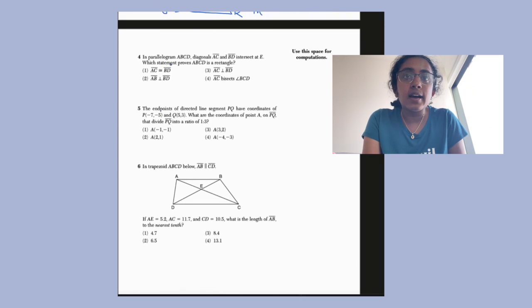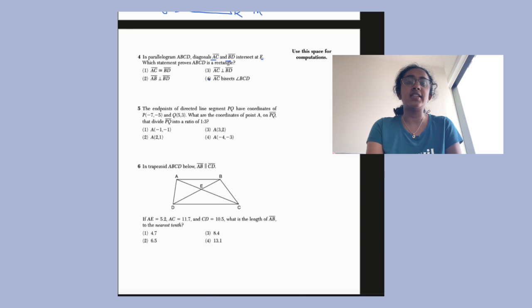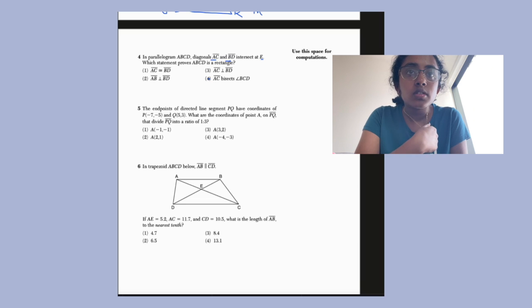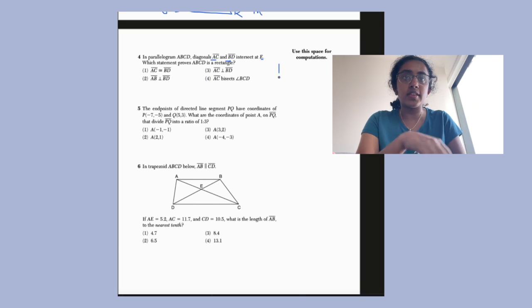Next, in parallelogram ABCD, diagonals AC and BD intersect at E. Which statement proves that ABCD is a rectangle? So let's draw this out, shall we?